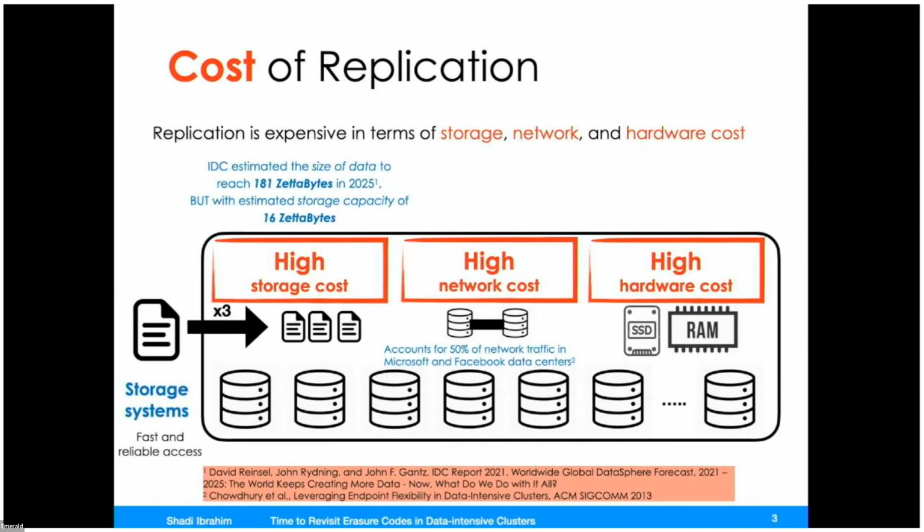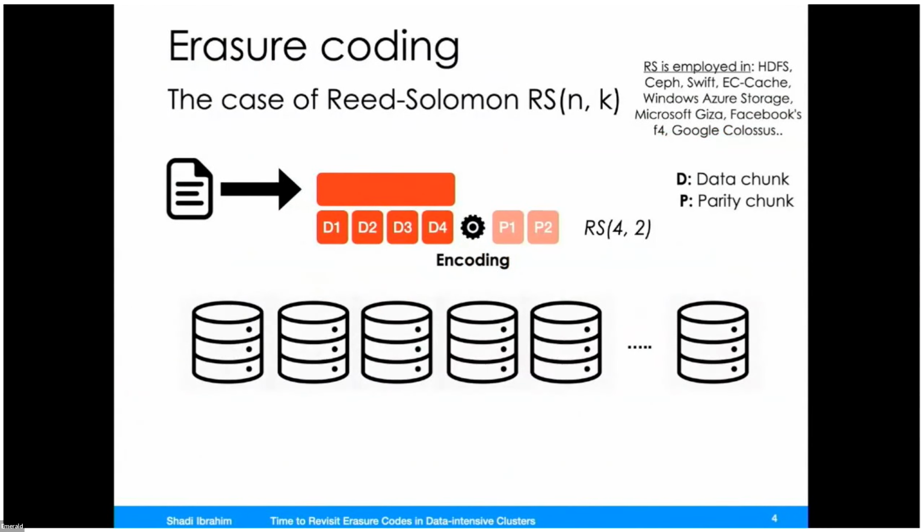On the other hand, replication is becoming costly in terms of network. For example, traces from production data centers in Facebook and Microsoft show that half of the network traffic is attributed to replication traffic. Moreover, with the wide deployment of high-end devices like SSDs and NVRAMs, replication becomes also expensive in terms of hardware costs. On the other hand, erasure coding, EC, manifests as an alternative to replication, as it can provide the same fault tolerance guarantee, but with lower storage overhead.